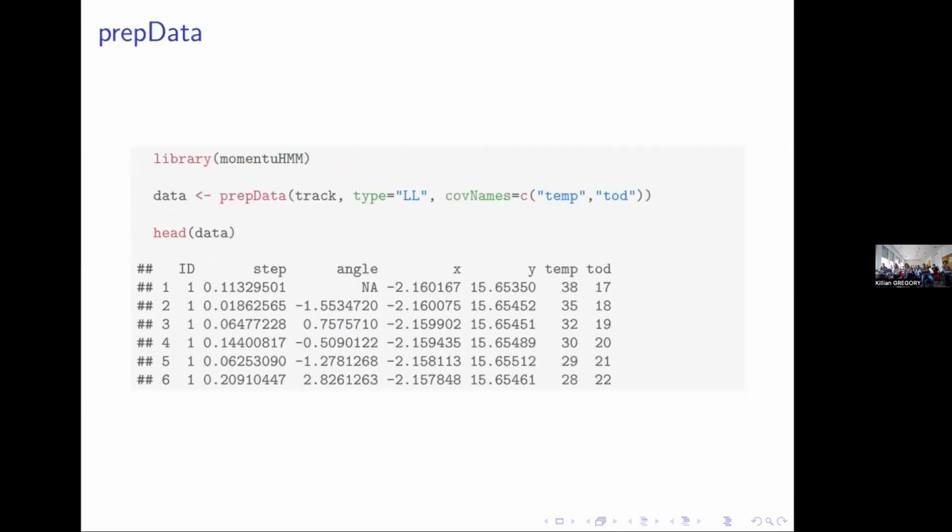When we run this through the prep data function, we're telling momentuHMM that these are lat-long coordinates and that our covariate names are temp and time of day. What this will do is calculate step length and turning angle, and it knows not to mess with your covariate names. That's why we're identifying them there.